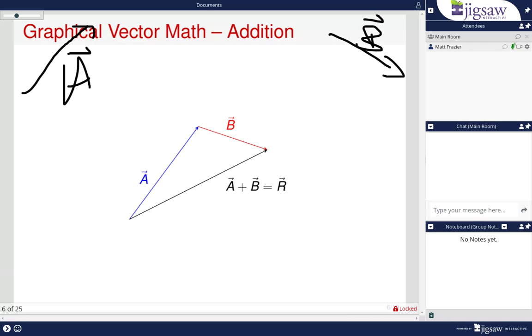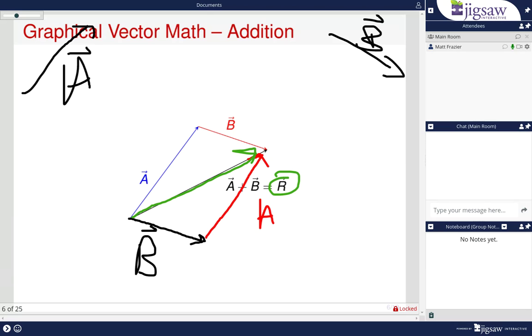Instead of having this, if we like, we can put B in here. That's B. And then we can go and set something else up and say put A in here. And then our sum is the bit along here. This is the same sum. It's the same result.